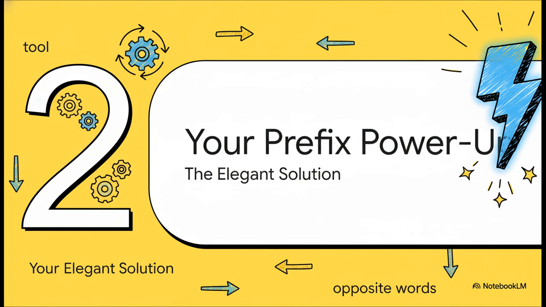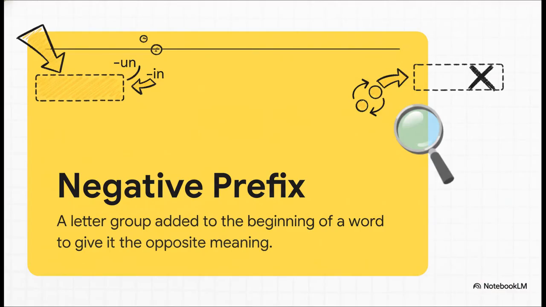This is your vocabulary power-up. It's such a simple tool, but I promise you, once you see it, you're going to start noticing it absolutely everywhere. Mastering this is seriously one of the quickest ways to level up your English. So what is a negative prefix, anyway? It's really simple. It's just a small group of letters, like un or in, that you basically stick on the front of a word. And when you do that, boom, it just flips the word's meaning completely, turns it into its opposite. It's that easy.